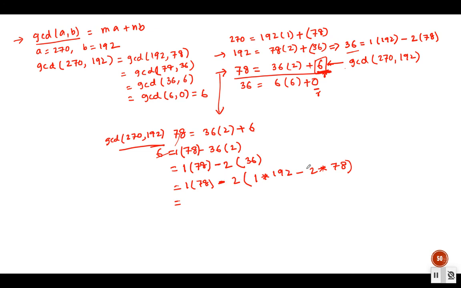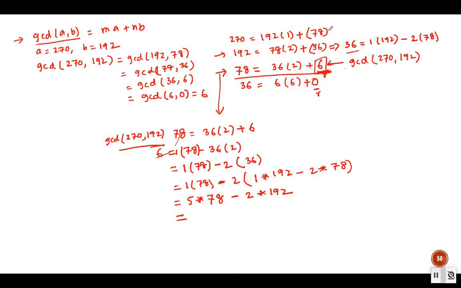minus 2 and minus 2, that is 4 times 78. So that should give me a total of 5 times 78, and minus 2 times 192. That means I have 5 times 78 here and minus 2 times 192 here.